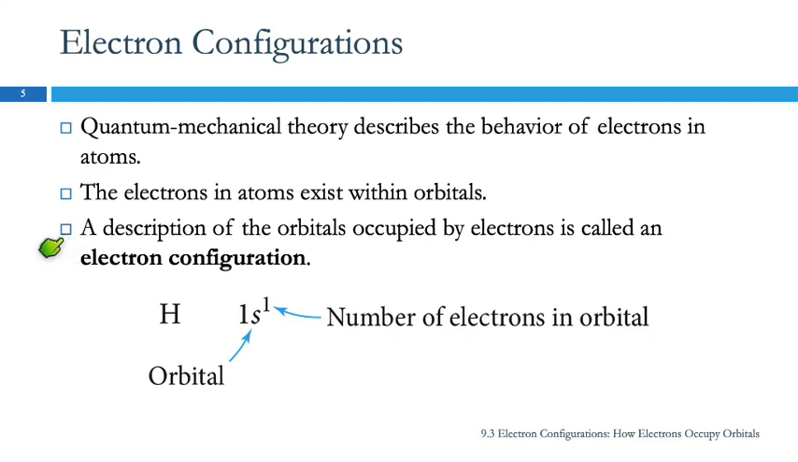A description of where the electrons are, which orbitals are occupied, is called an electron configuration. For hydrogen, it's pretty simple because hydrogen only has one electron. So that one electron is going to be in the first principal energy level in the sublevel S, and there's one electron in there. So the large number here is the principal energy level, the principal quantum number. S, P, D, or F tells us what type of orbitals these are. That's the sublevel. And then the exponent tells us how many electrons are in that sublevel.